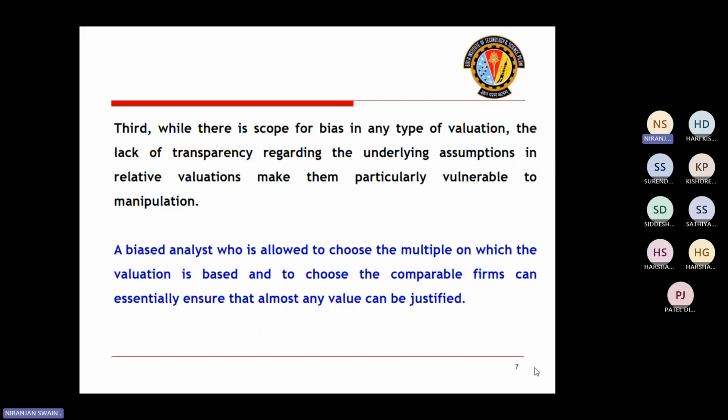Third, while there is scope for bias in any type of valuation, no doubt, the lack of transparency regarding underlying assumptions in relative valuation makes it particularly vulnerable. What does assumption mean? It assumes that the market is efficient, or more or less efficient. May not be in the very short term, but in the medium term, it's semi-strong market, which need not be. Sometimes the market may not be efficient at all. You call it the efficient market hypothesis. You would take semi-strong, strong, and then weak.